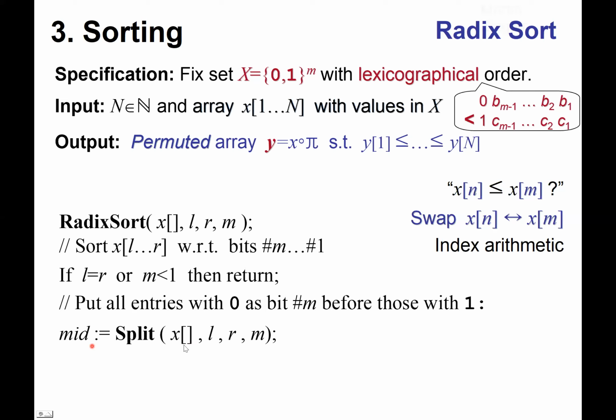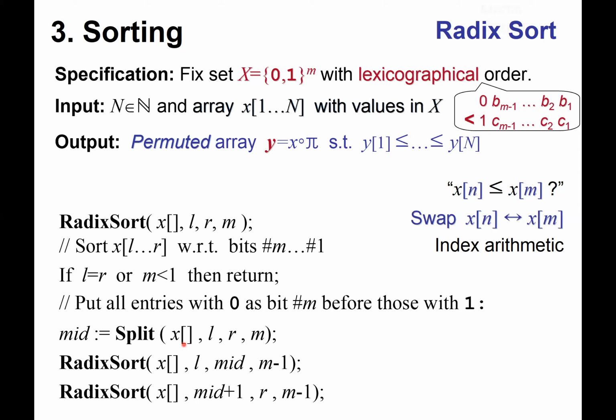That's the result here. And then recursively, the algorithm will sort those that start with 0 only, and it will separately sort those that start with bit 1, again, individually without considering the others. And the first ones are those that range up to index mid, and the last ones are those that start with index mid plus 1 according to this return value.